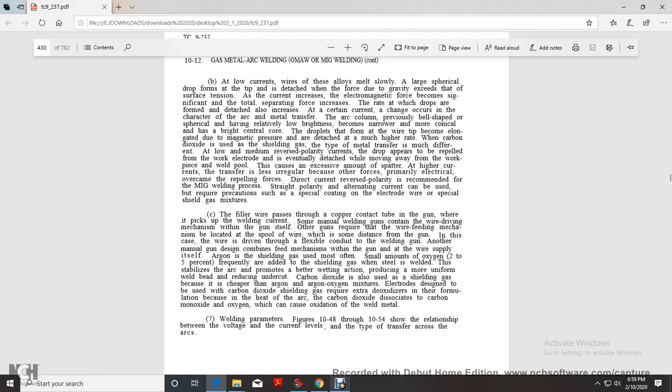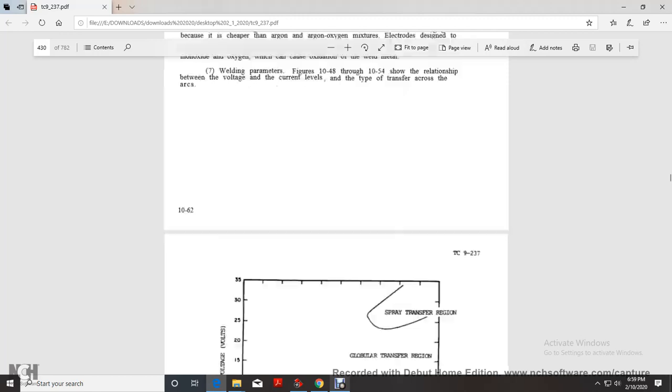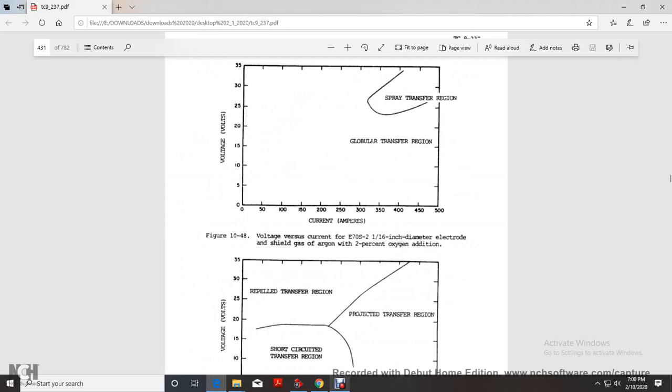Welding parameters. Figures 1048 through 1054 show the relationship between the voltage and the current level, the type of the transfer, and the arc. Figure 1048 shows voltage versus current for the E70S2 1/16 inch diameter electrode with shielding gas argon with 2% oxygen addition, spray transfer region, and globular transfer region.